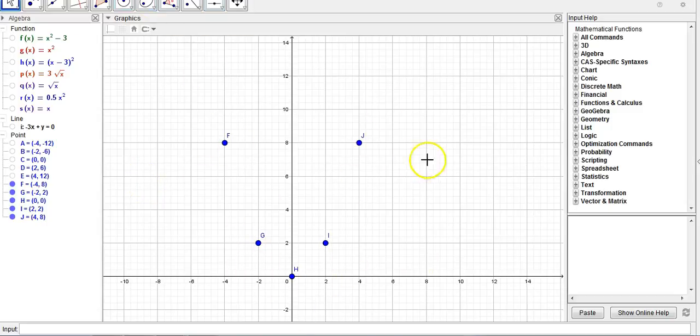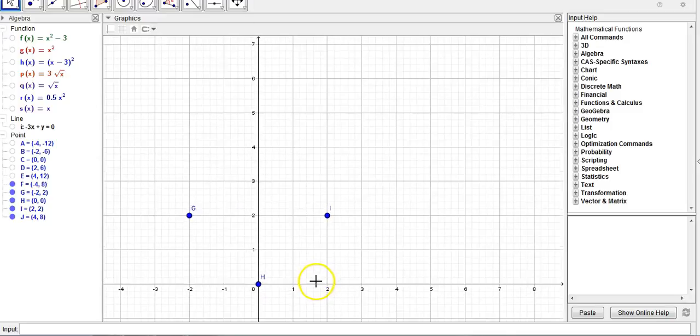With just looking at these points that we plotted here, what kind of parent function would you approximate this to be? To me, I would say it looks like a quadratic parent function. And now we need to describe the transformation that is happening here. So I'm going to scroll in so we can see this a little bit better.